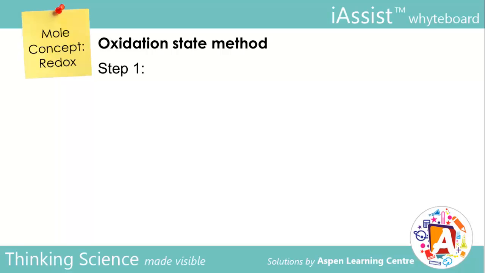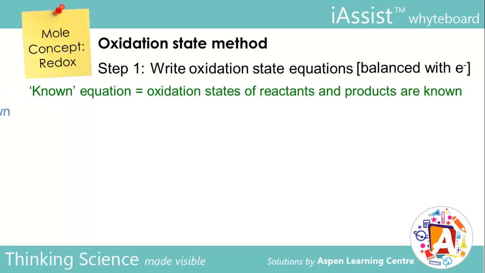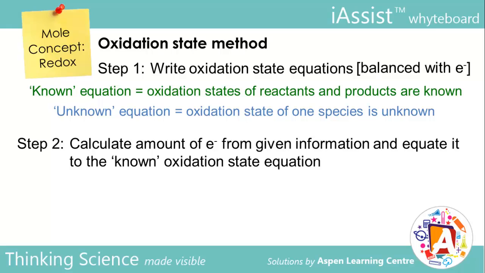Firstly, write oxidation state equations, meaning that the change in oxidation states of elements in the reactants and products are balanced with electrons. Do identify the known and unknown oxidation state equations as it would help in later steps. Step 2. Calculate the amount of electrons from the information given in the question. Equate the amount of electrons to the known oxidation state equation.